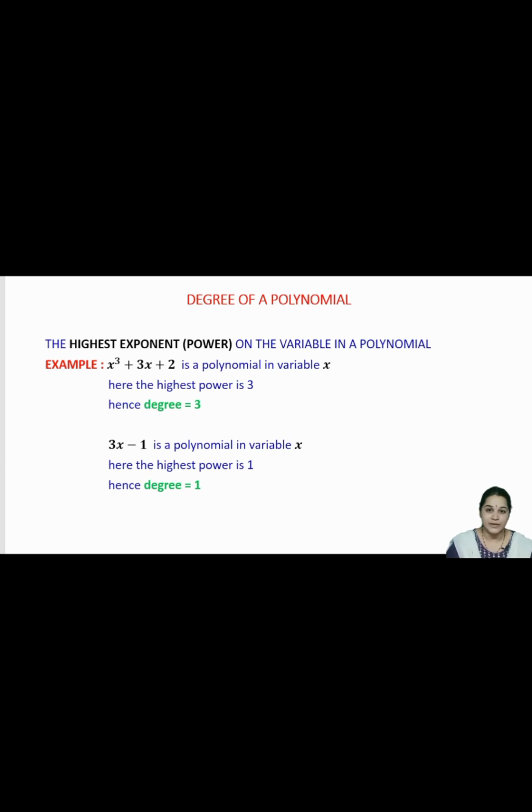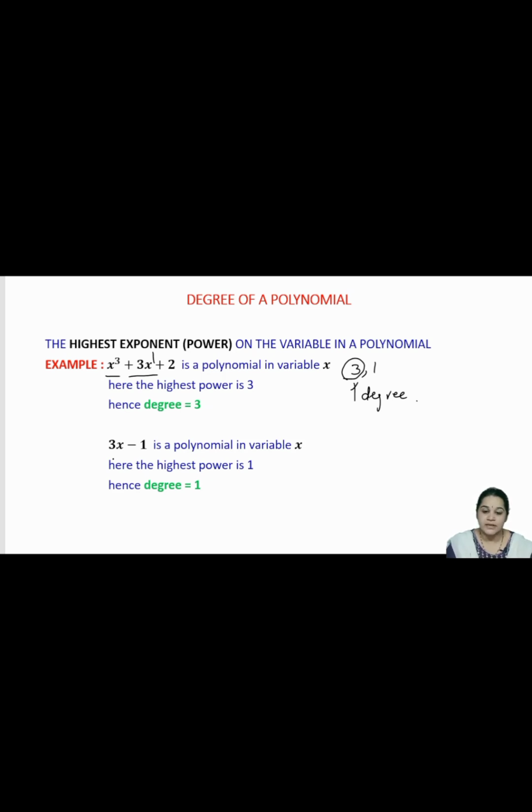Next we come to the degree of the polynomial. The degree of the polynomial is the highest power on the variable in any polynomial. Suppose, for example, we consider 3x cube plus 3x plus 2. It is a polynomial in variable x, but in one term the power of x is 1 and in another term the power of x is 3. Here we have two powers, 3 and 1. In these two, the highest power is 3, so this will be the degree of the entire polynomial. So the highest power is 3 and the degree of the polynomial is 3.